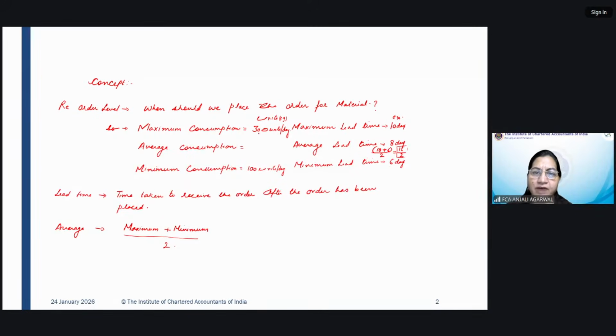So average consumption, if I go by the formula, would be 300 plus 100, 400 divided by 2. That's 200 units per day. However, if the question had already given some figure, 250 or 180, then you will use that figure only.